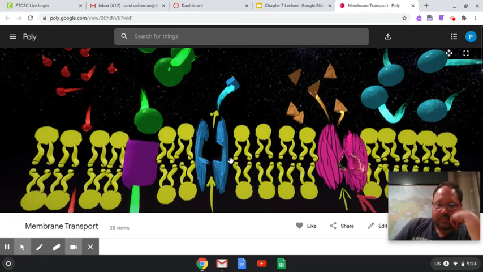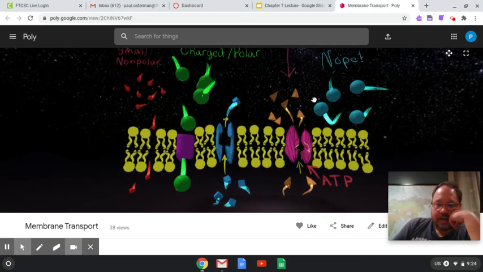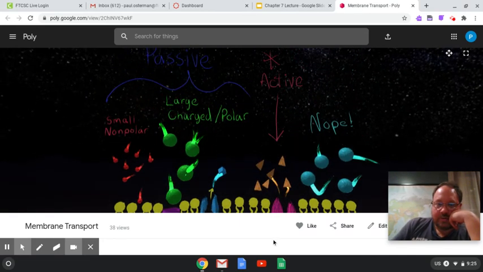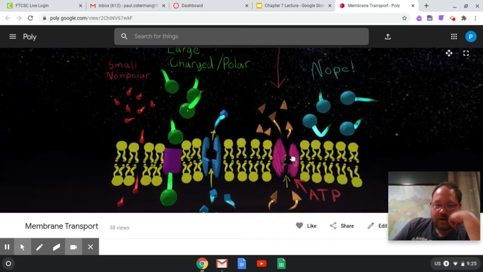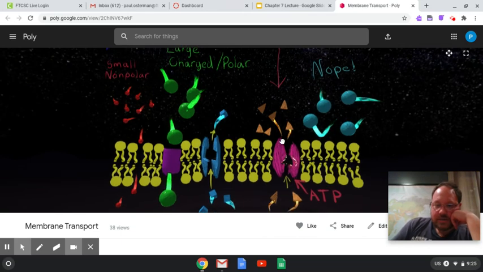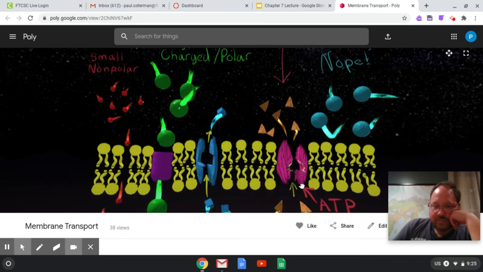that'll change its shape. Now, if you have active transport, there's active transport. Active transport uses a carrier protein, but notice solutes go from areas of lower concentration to areas of higher concentration. And what you need is ATP to cause that shape change. Here, if it's something large, charged, and polar, like a meteorite, that's not going to squeeze between those phospholipids.